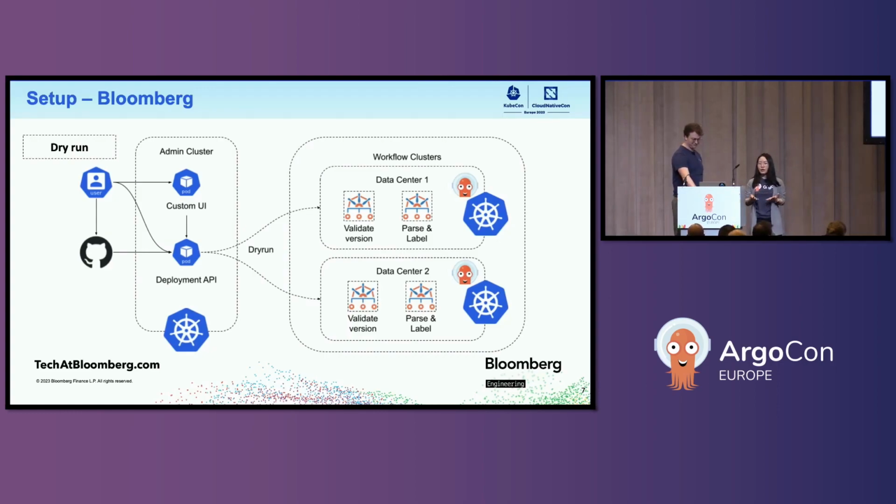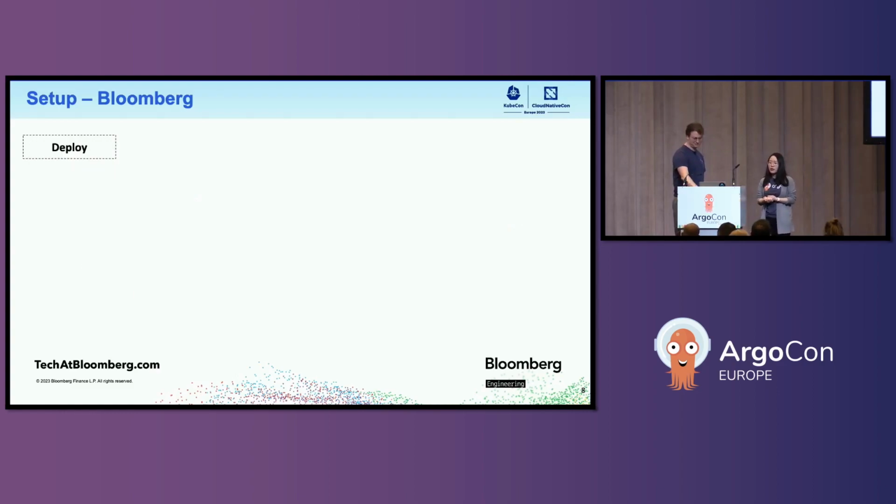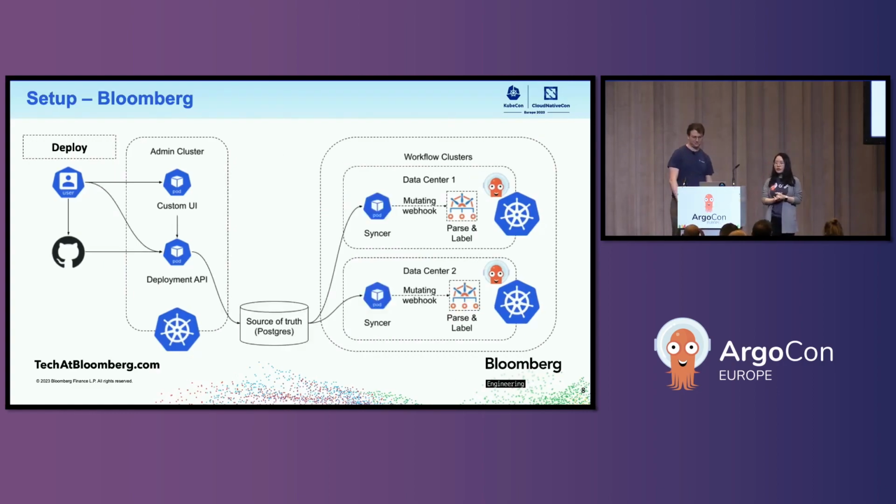The two policies we have here: one validates that the template names are valid with a version, and the other tries to parse and label the template with the version. After everything checks out, the deployment API will dump that input into a source of truth database. It's a Postgres database. And then that's the end of the deployment manager API's mission so far.